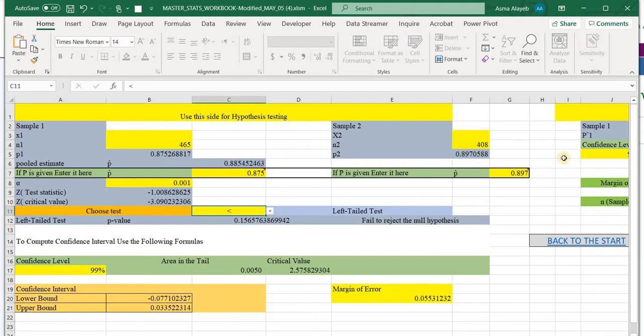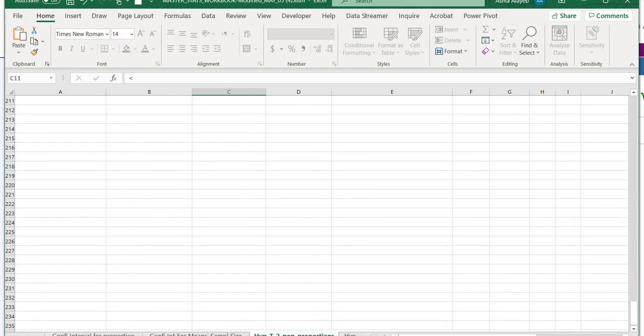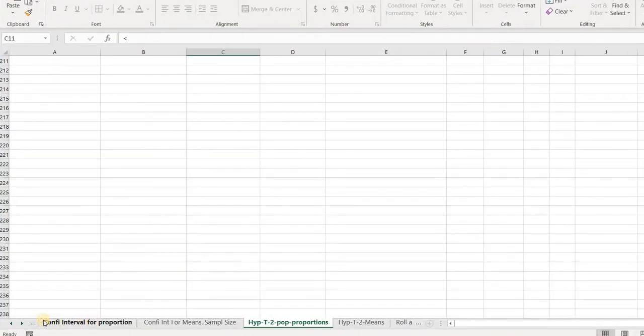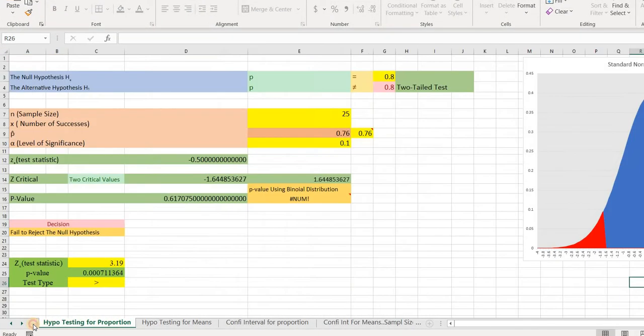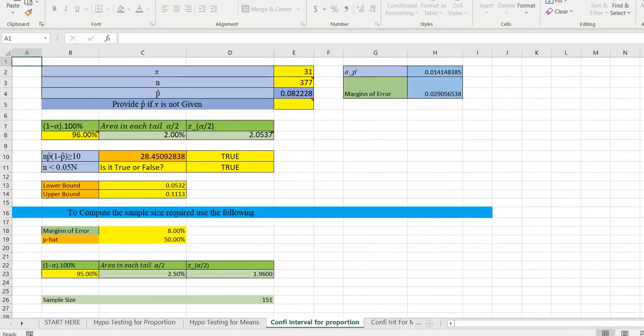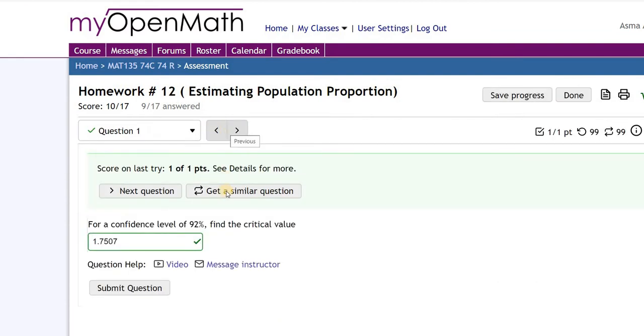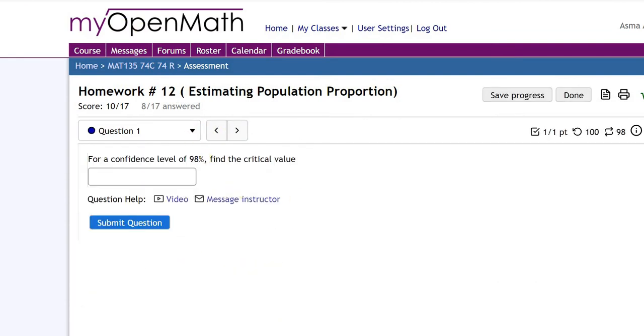It's just because it has macros, it's asking you to enable the macros. So what we need to do first is, because homework 12 is basically estimating a population proportion, we're going to go to the very beginning of this sheet, start here, and click on confidence interval for proportions. So that is the page that I need. Next, I'm going to go and answer some of these questions.